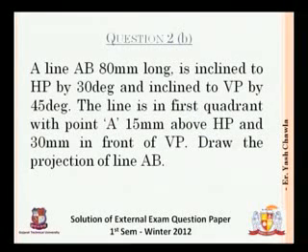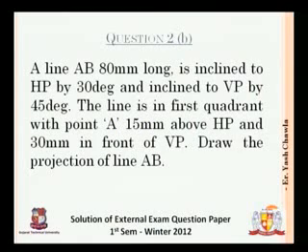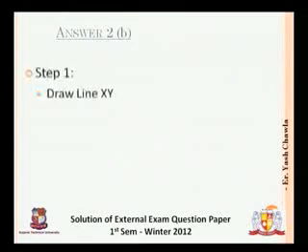So now we have been given a line AB which is 80 mm long, and it is inclined to HP by 30 degrees and inclined to VP by 45 degrees. Now it is said that the point is in the first quadrant with 15 mm above HP and 30 mm in front of VP. We have to draw the projection of this line AB. So let's see how the projection of this line would be.